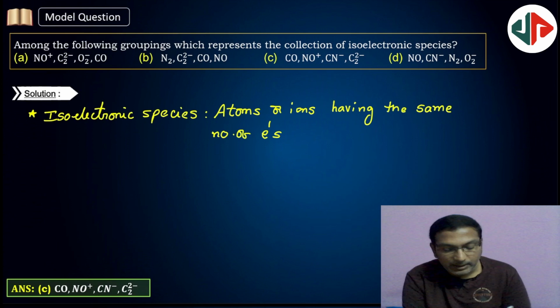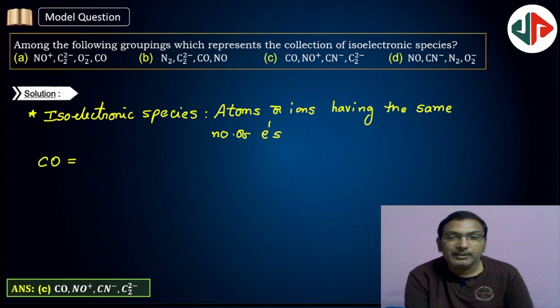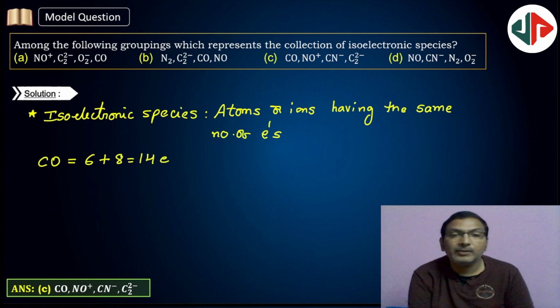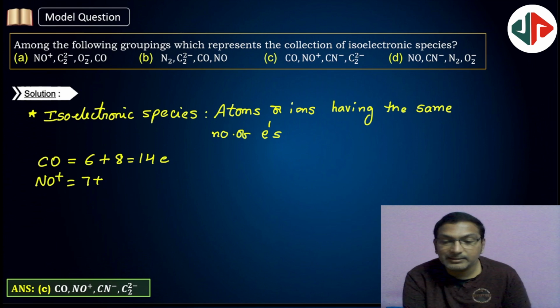So here check option C. CO is given. For carbon, how many electrons will be there? 6 plus oxygen 8. Therefore 14 electrons in CO. Next, NO plus. NO plus means N, nitrogen, atomic number 7, 7 electrons. Oxygen 8 electrons. Plus means here removal of 1 electron. Therefore, minus 1.